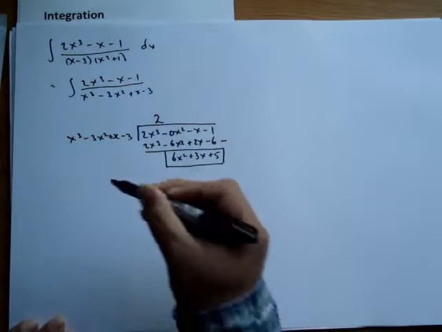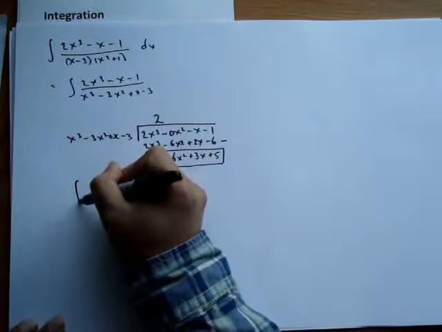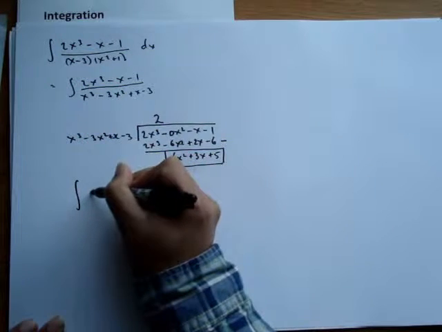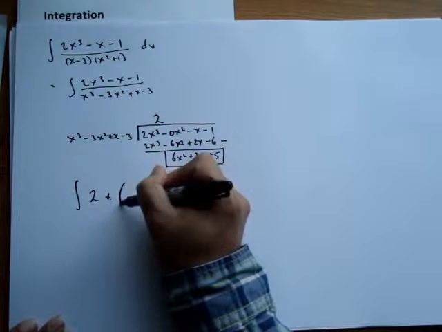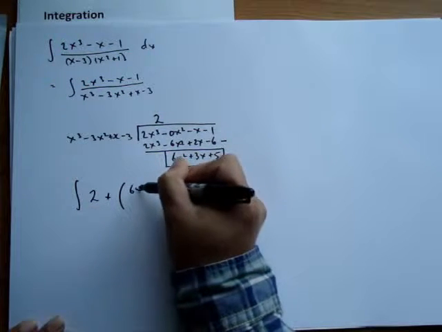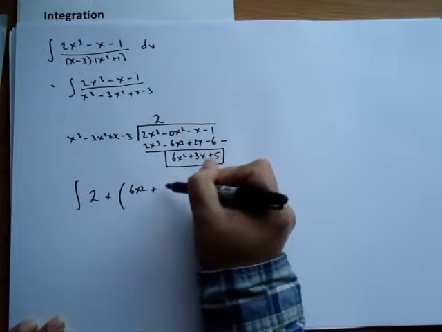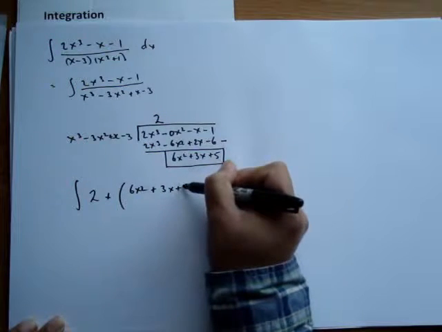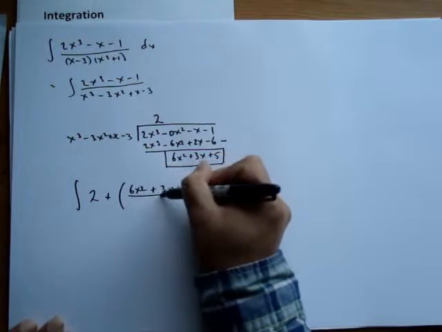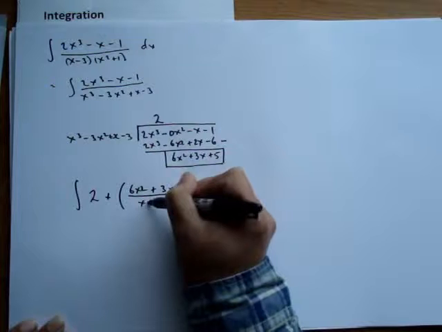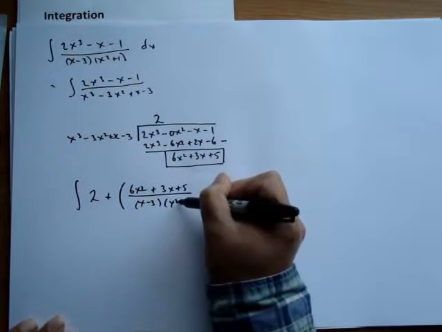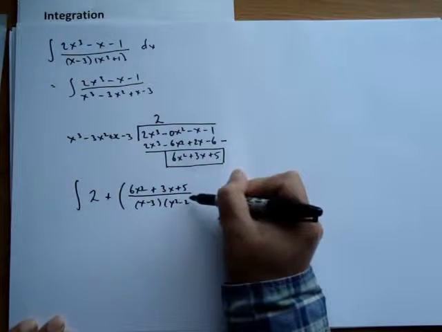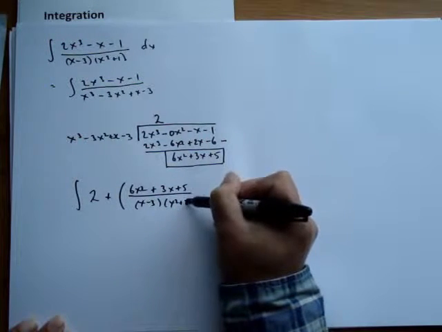And so our integral becomes the integral of 2 plus 6x squared plus 3x plus 5 all over x minus 3 x squared plus 1, sorry.